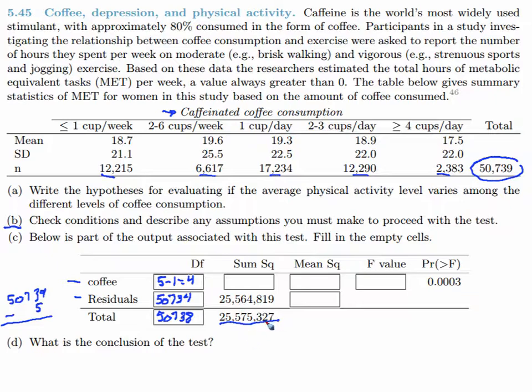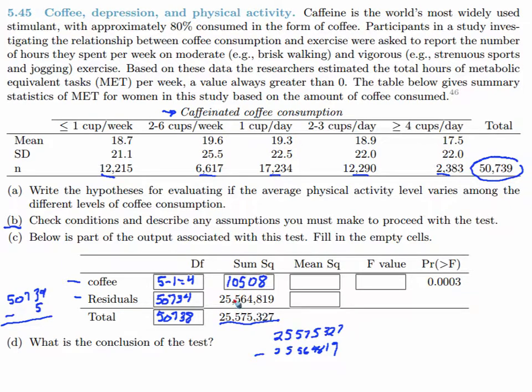We have to take this number, which is the total, and subtract from it this number, which is the sum of the squares residual, to give us the sum of the squares coffee. In other words, we take 2,557,532,7 and subtract from that 2,556,481,9. After you get your calculator out and do that, you should get what? 10,508, I think, is what I got.